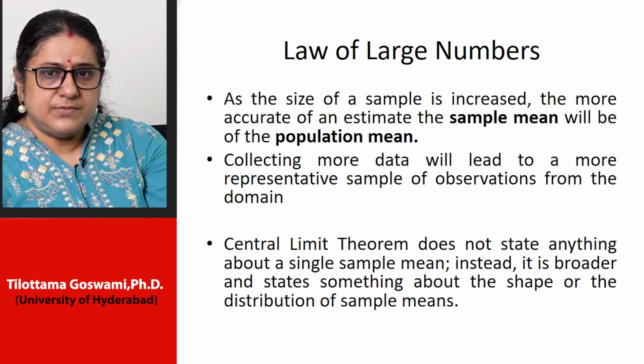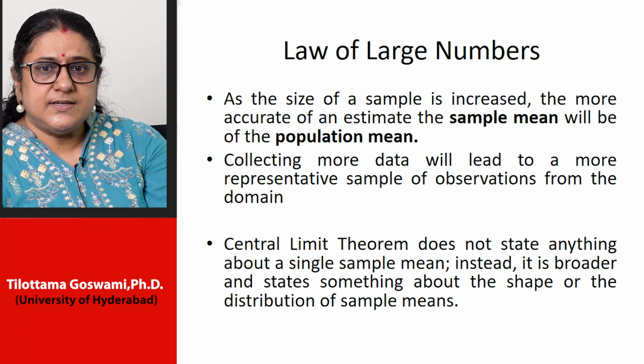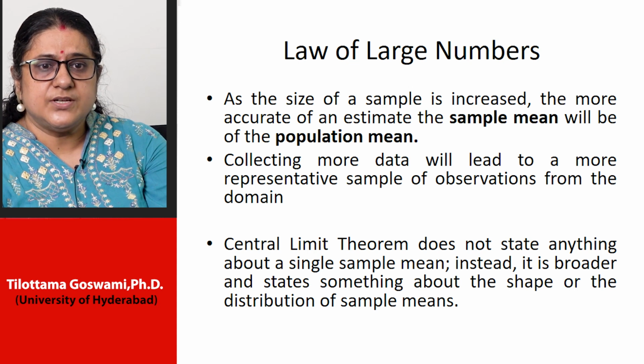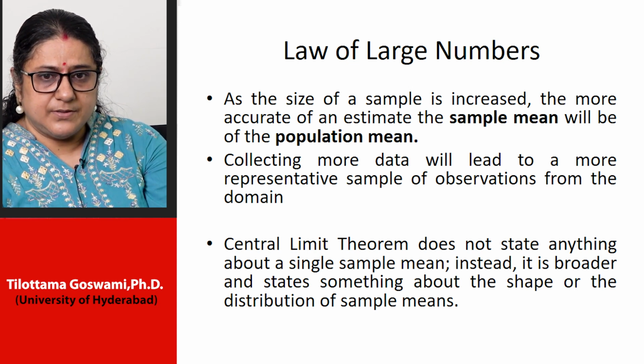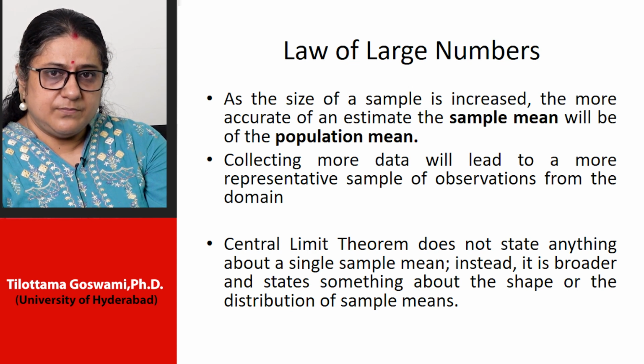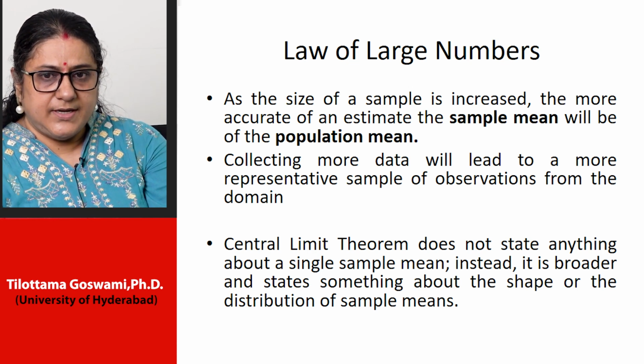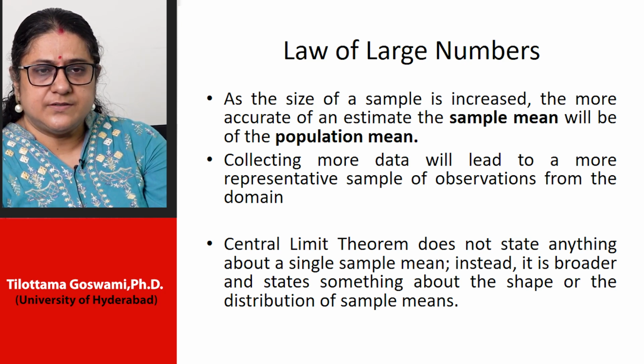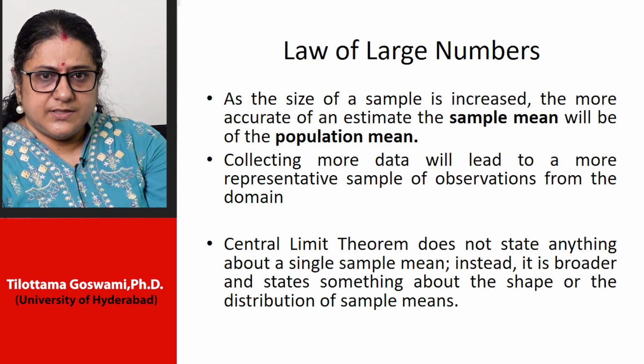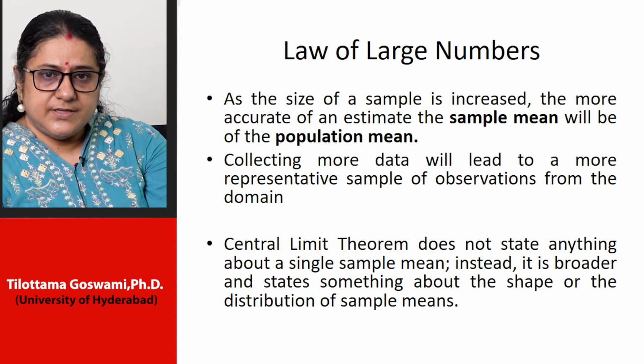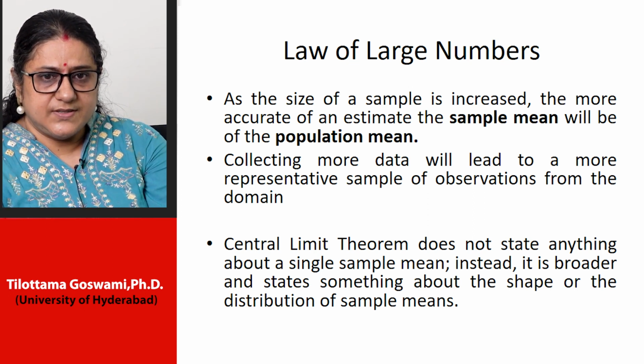And the central limit theorem does not state anything about a single sample mean. Instead, it is broader and states something about the shape or the distribution of the sample means. So whether we have taken the parent population of 1, 8, 2 or 4, the distribution always took the shape of the Gaussian. That is the central limit theorem. Regardless of the distribution of the parent population, the mean is always equal to the mean of the parent population, and the standard deviation of the population is always equal to the standard deviation.